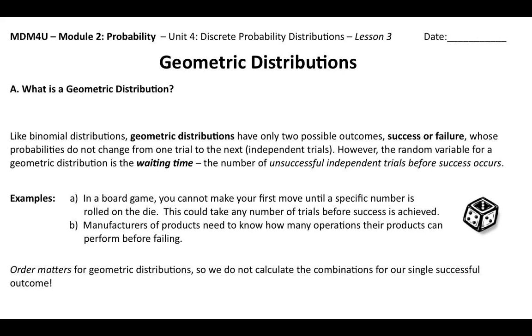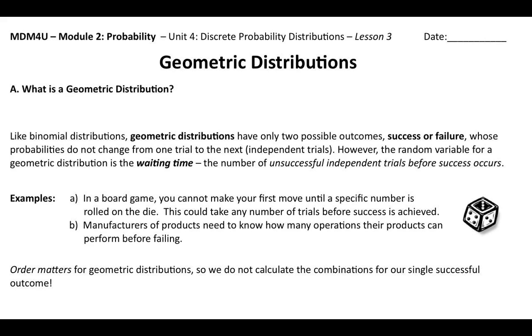Lesson number 3. Today we're looking at geometric distributions. Just a quick recap. Lesson 1 was uniform distributions, where each outcome has the same probability, 1 out of 6, 1 out of 6, 1 out of 6. We looked at binomial distributions last lesson, where success and failure are your only options. You have a certain number of trials, and the probabilities are independent.